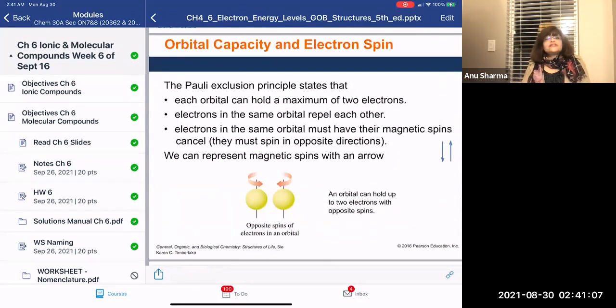Next thing is, we already talked about the fact that they are spinning. So the electrons inside the orbitals are spinning, one going clockwise and the other going anti-clockwise.